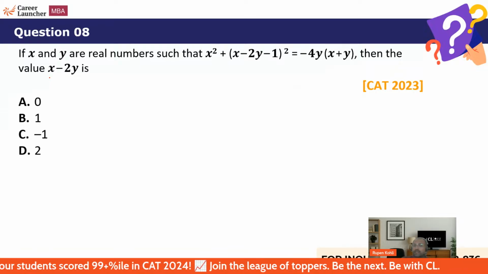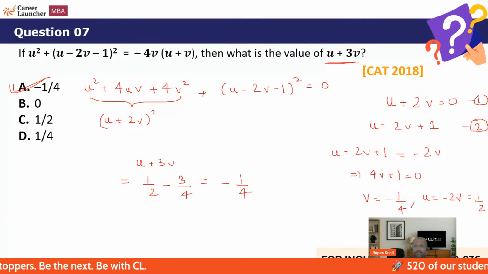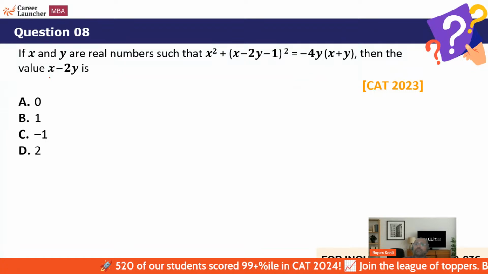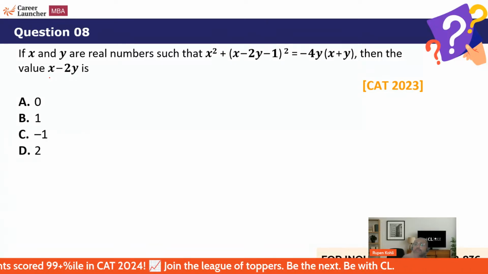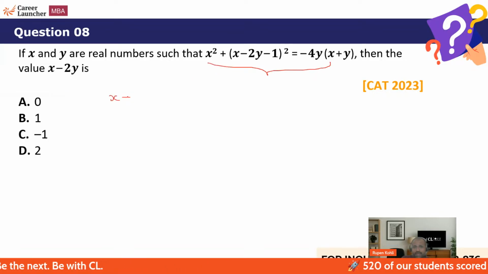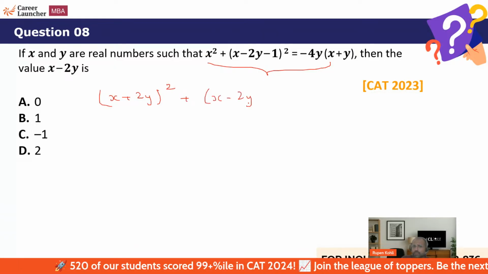CAT 23 gave us an exactly repeated question. CAT also sometimes repeats questions. You see both of these questions: CAT 2018, this one. Next, CAT 23, this one. Exactly the same question. The only thing that they changed was what they asked. They asked for the value of x minus 2y. And this question is even simpler than the previous question. Why? Because we have already seen this equation is exactly of the same type. So it is turning out to be x plus 2y whole square once we take these terms on the LHS, plus x minus 2y minus 1 whole square is 0.